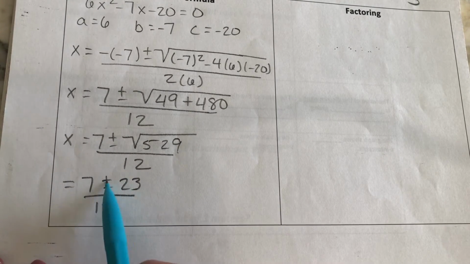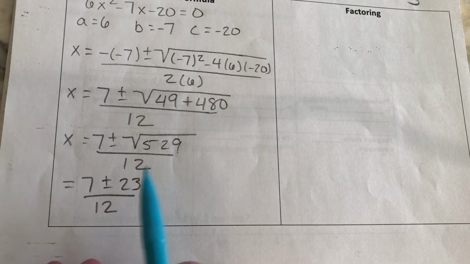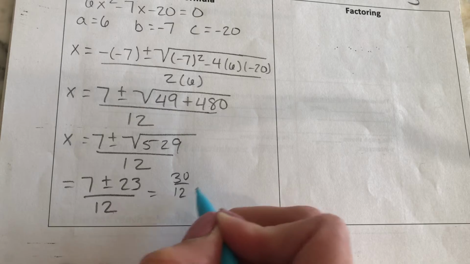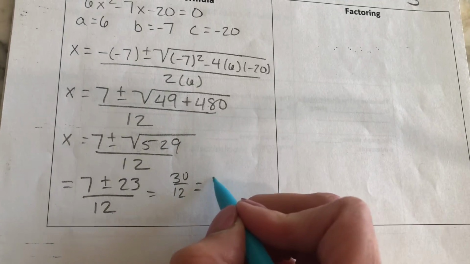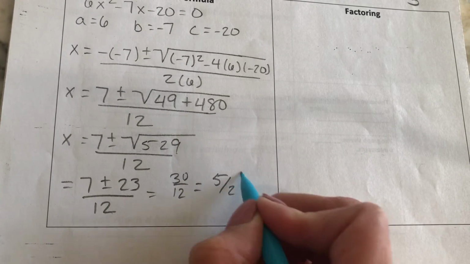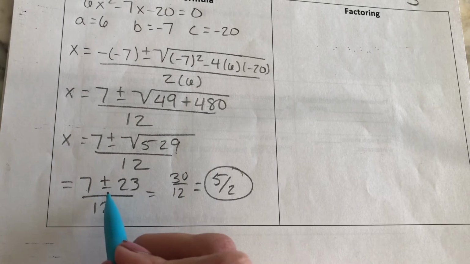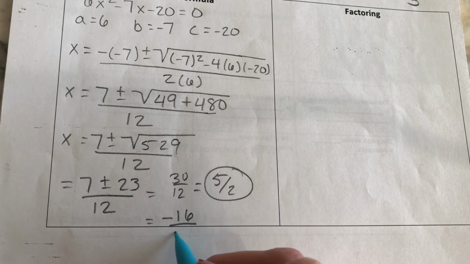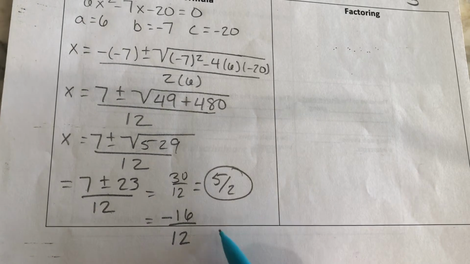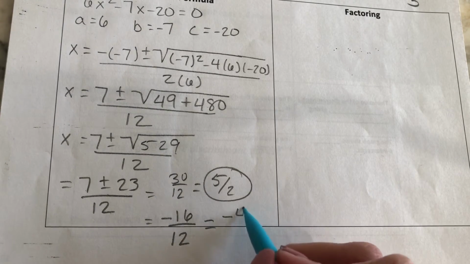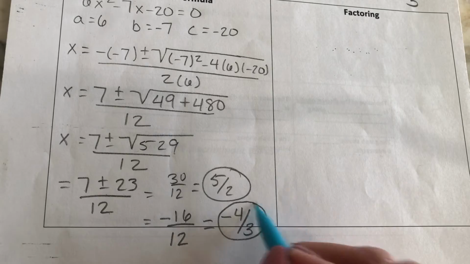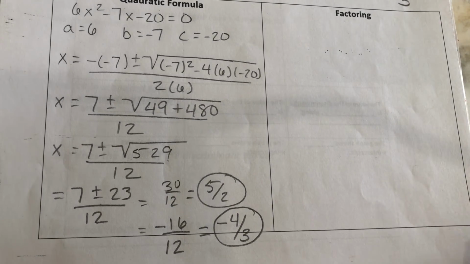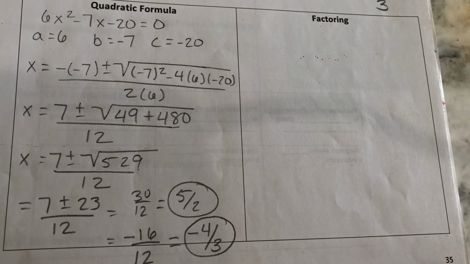Then I have 7 plus 23 divided by 12, so 30 divided by 12, which reduces to 5 halves. And then 7 minus 23 is negative 16 over 12, which reduces to negative 4/3. All right, so that is solving it with the quadratic formula. Let's take a look at factoring.